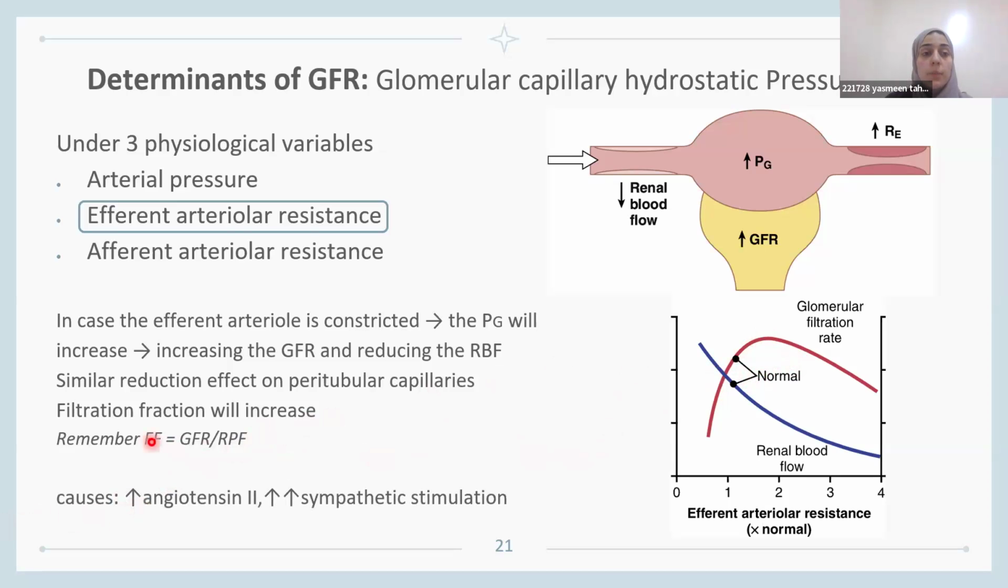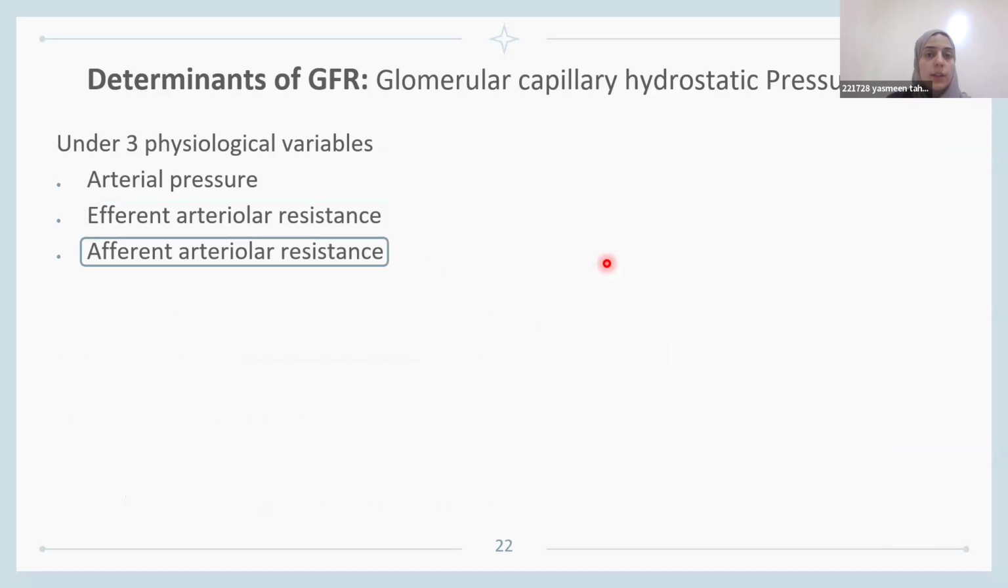The causes of high efferent arteriole resistance are strong sympathetic stimulation and moderate, or let's say physiological, levels of angiotensin II. So in cases of stress, higher sympathetic stimulation will happen to increase the GFR with lower renal blood flow. The last variable we are going to look at today for the glomerular capillary hydrostatic pressure is the afferent arteriole resistance. What is PG?